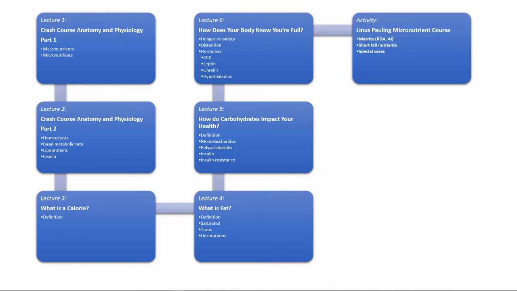Finally, the last portion of the module is a 3-part activity from the Linus Pauling Institute at Oregon State University. It provides a deep dive into micronutrients, including metrics such as recommended daily allowances and adequate intakes, the shortfall nutrients in the U.S. population, and special attention to populations where diligence must be given to ensure adequate intakes, such as pregnant women, patients with inflammatory bowel diseases, and more.